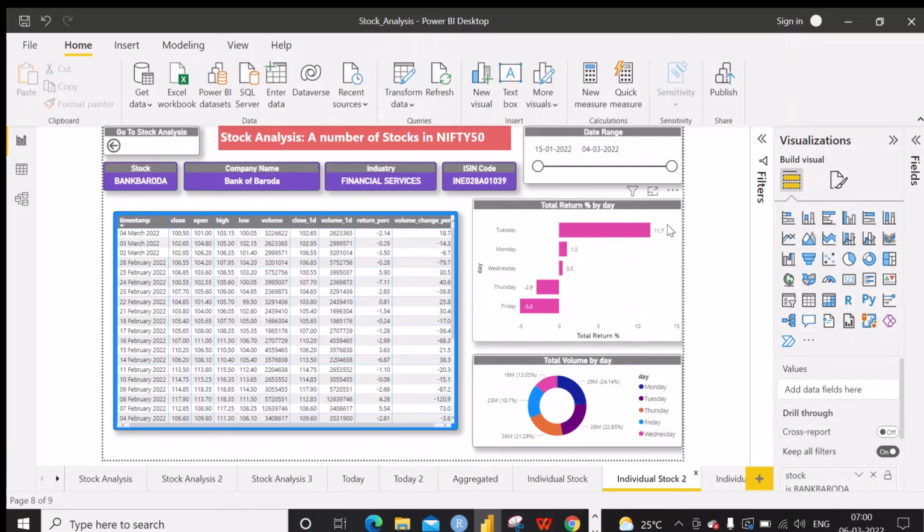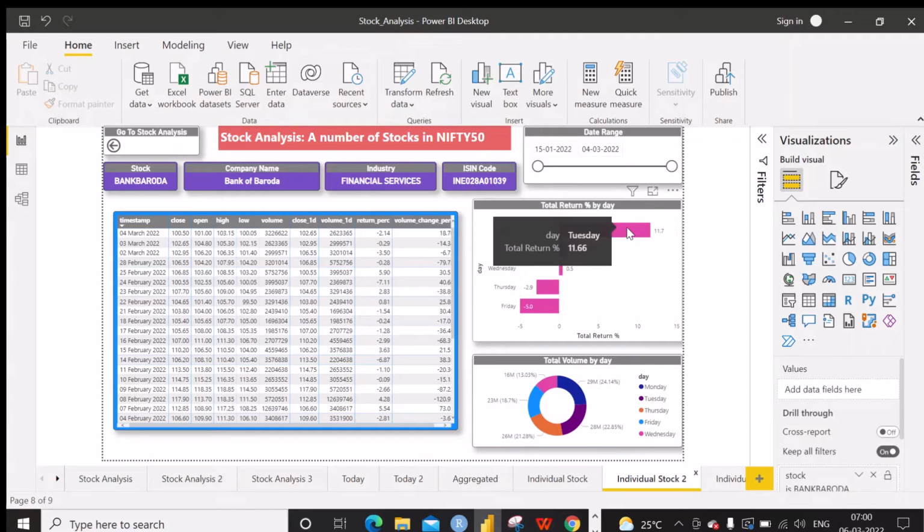Here Tuesday gives really a very good return. At the same time, Friday gives the worst return, that is negative. So by seeing this, the trader can take the decision that they can buy on Friday or they can sell on Tuesday. That kind of information we can take. That is the advantage of showing this bar. So it is just a guidance.